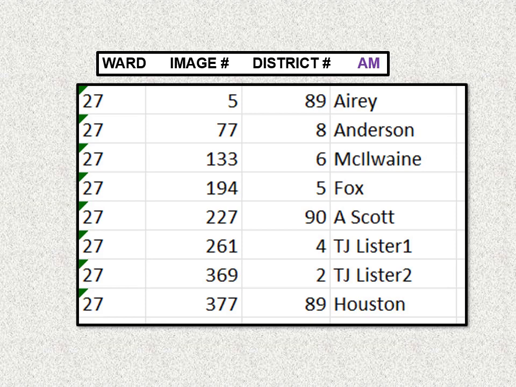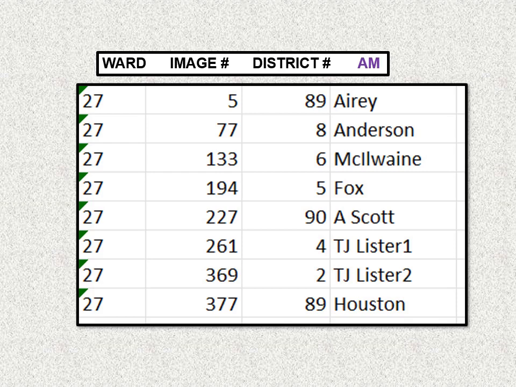Now, you'll notice that TJ Lister has TJ Lister 1 and TJ Lister 2. TJ did two separate precinct sequences. I could have lumped them into one district number, but the definitions for Ward 27 census districts are missing. Remember, they're missing, and I don't know which district number would be correct, and it's not on his sheet. It doesn't show 89 or 90. Don't know.